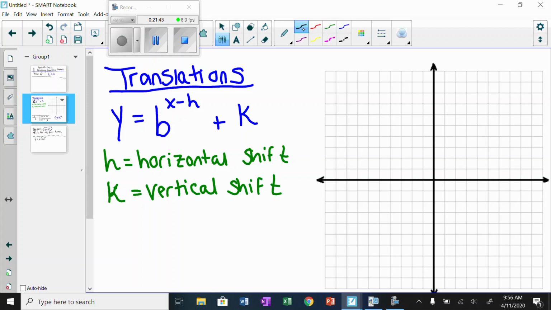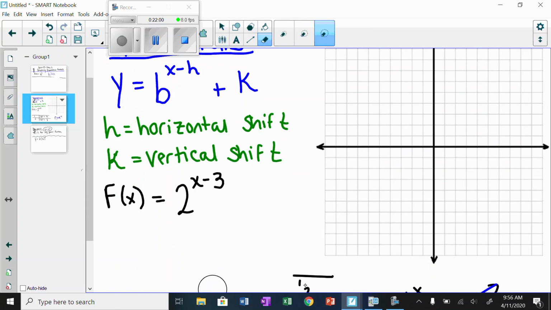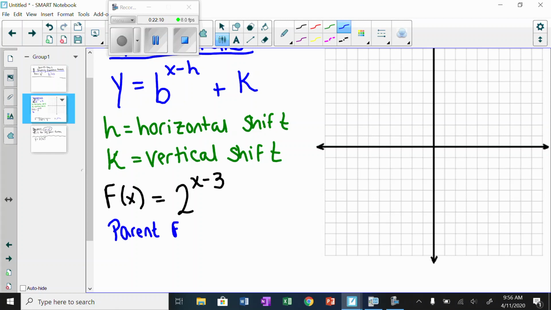Okay, so let's think of an example. Let's do a sketch for f of x is equal to 2 raised to the x minus 3 power. So what I'm going to do is talk about the parent function first. That's what I want to look at first. So the parent function for 2 raised to the x minus 3 power is going to be y is equal to 2 to the x power.